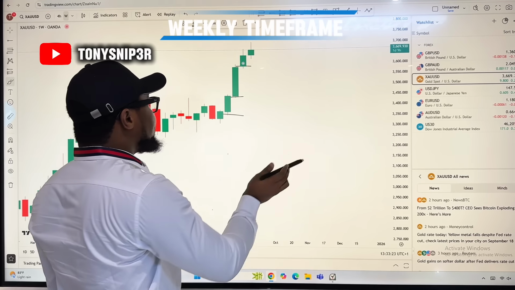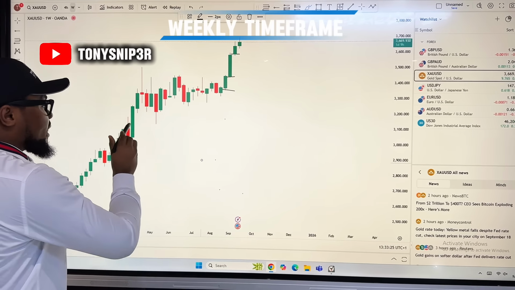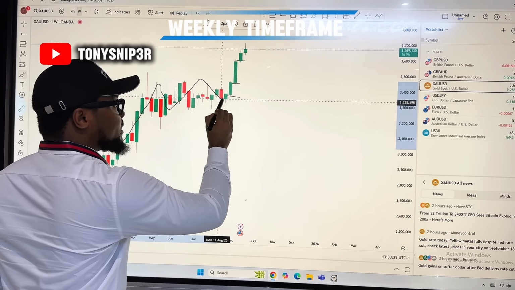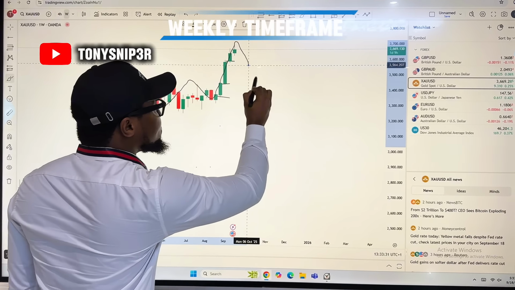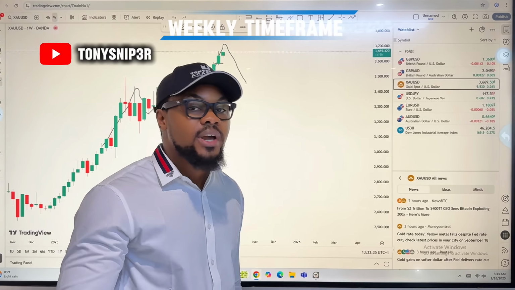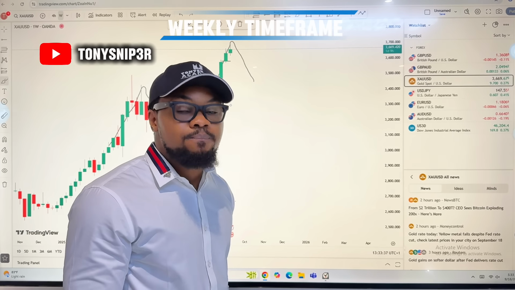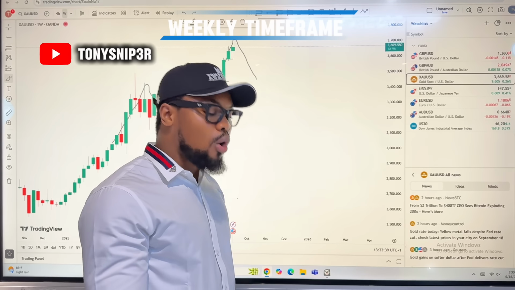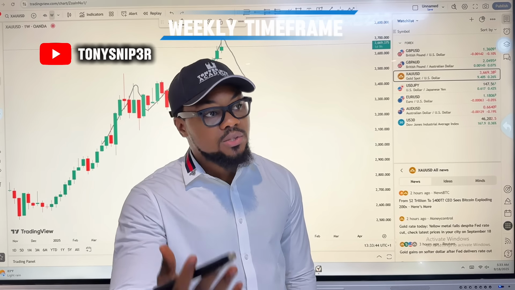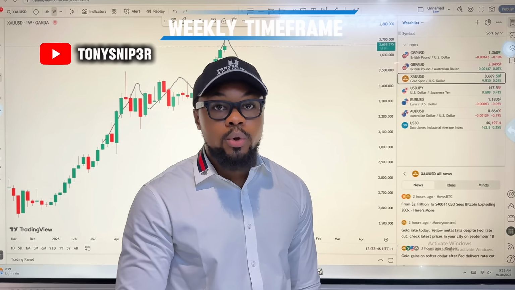1, 2, 3. Meaning automatically, after this market created a lower high, went up, created a lower high, the market has been pumping. We've not seen a lower high. Do you understand? Meaning gold is also due for a retracement. Of course, we all know the dollar is weak due to the fundamental analysis that came out and also the Fed's cutting rates.